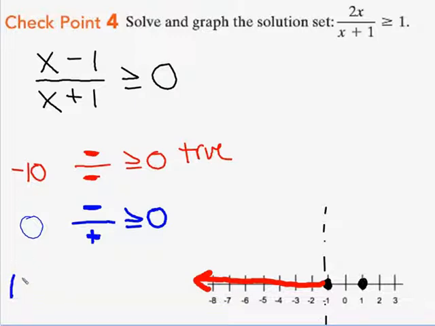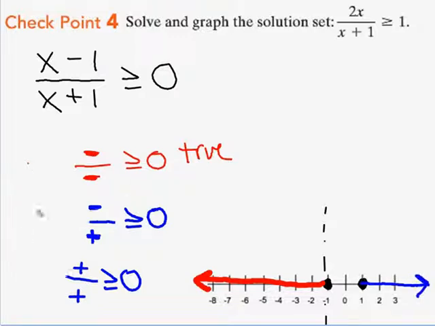Last one, positive 10. Numerator, 10 minus 1 is a positive 9. 10 plus 1 is a positive 11. They divide to be a positive result. Are positive numbers greater than or equal to 0? Absolutely. So we are going to be going from 1 to infinity. Will also be colored in.